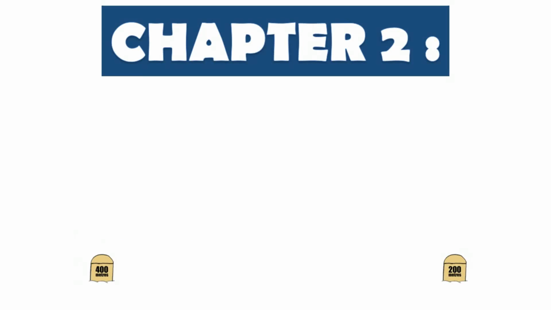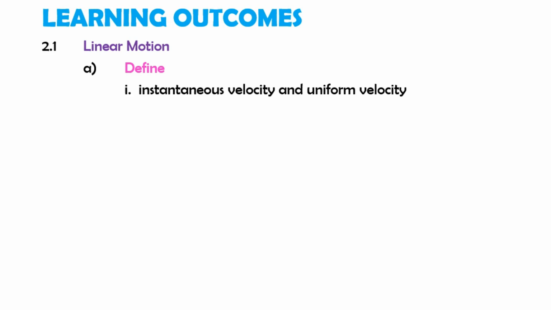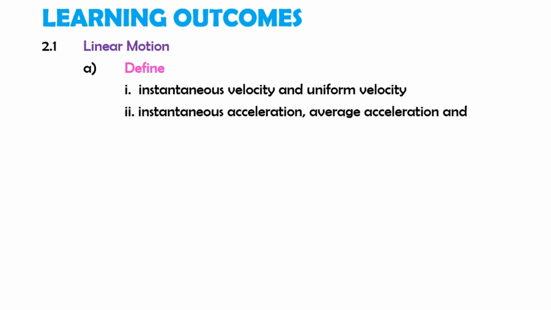Today I want to discuss chapter 2, which is kinematics of linear motion. First of all, we go for the learning outcomes. 2.1 is linear motion. 2.1a is define instantaneous velocity and uniform velocity. Define instantaneous acceleration, average acceleration and uniform acceleration.